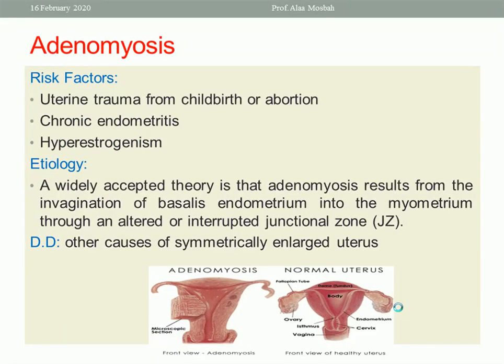The risk factors include uterine trauma from childbirth or abortion, chronic endometritis, or hyperestrogenism. The etiology includes a widely accepted theory trying to explain the adenomyosis. Adenomyosis results from invagination of basalis endometrium into the myometrium through an altered or interrupted junctional zone. Differential diagnosis of adenomyosis includes other causes of symmetrically or asymmetrically enlarged uterus.